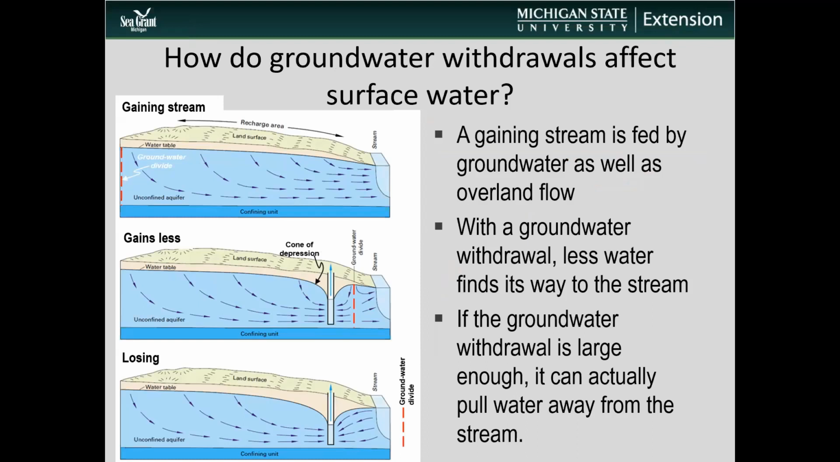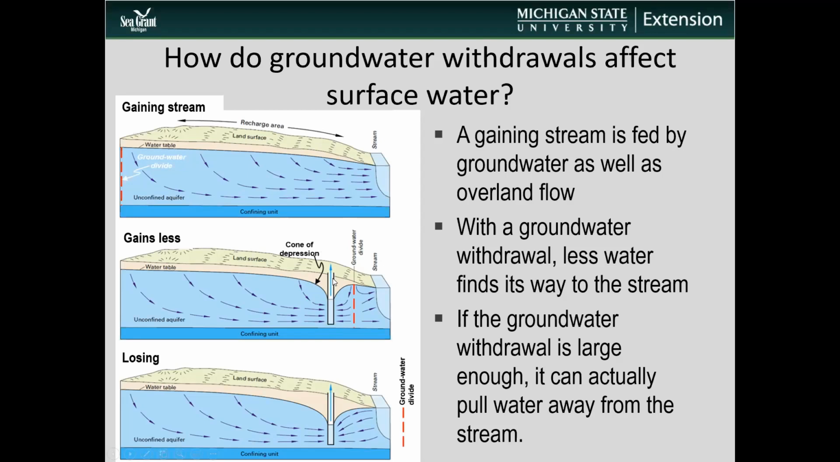These diagrams are showing a landscape, the same landscape at different points in time. So the top graphic is no pumping happening right now. Okay, the groundwater divide is right here. You see this red dotted line along the left-hand side of this graphic. All of the groundwater is moving through that system and discharging to this stream, okay? That's what we refer to as a gaining stream. It's fed by base flow. It's fed by groundwater.